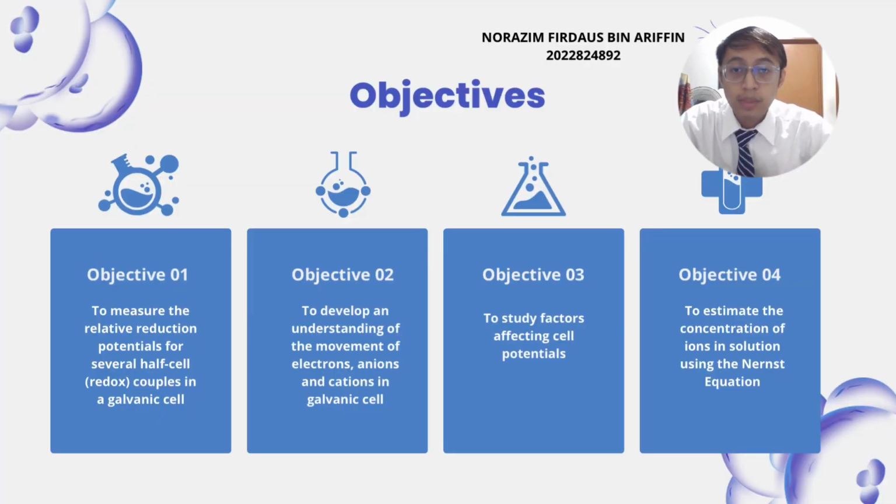For this experiment, we have four objectives. Firstly, to measure the relative reduction potentials for several half cells, which are redox couples in a galvanic cell. Secondly, to develop an understanding of the movement of electrons and ions and cations in a galvanic cell. Next, to study factors affecting cell potential. And lastly, to estimate the concentration of ions in solution using the Nernst equation.